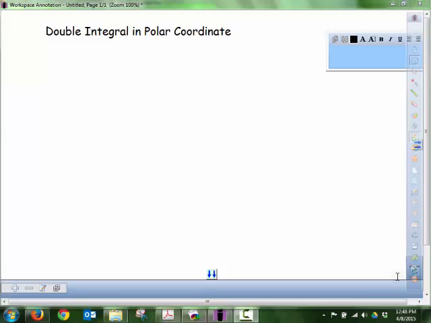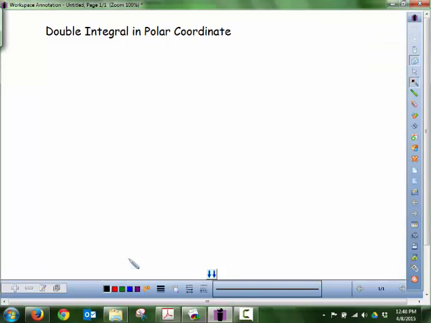1, 2, and 3. Double integrals in polar coordinates. Polar coordinates.